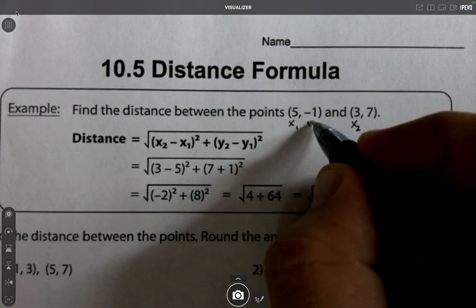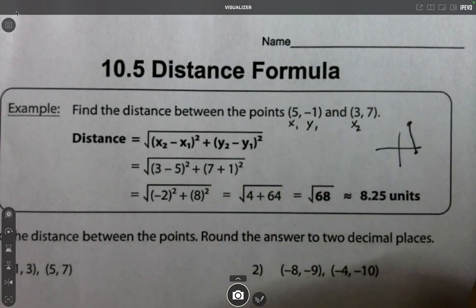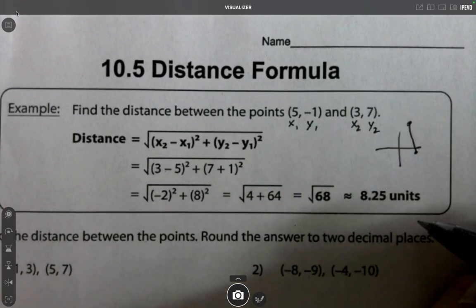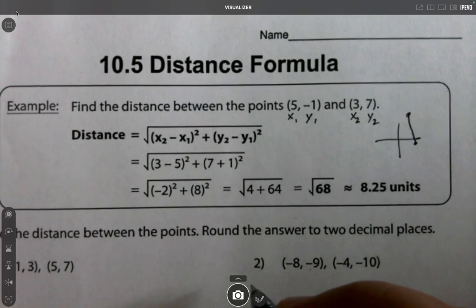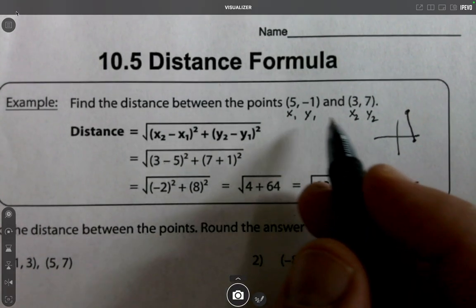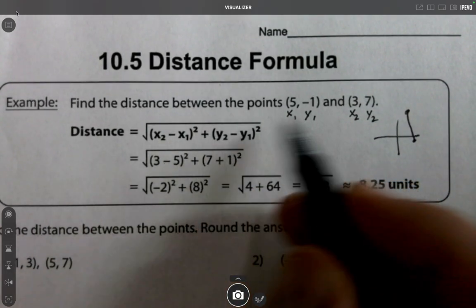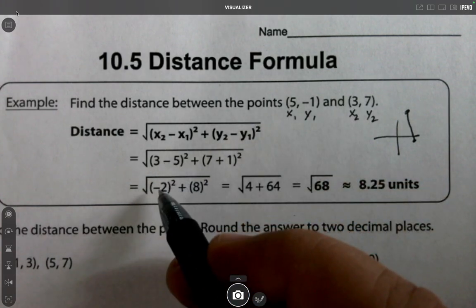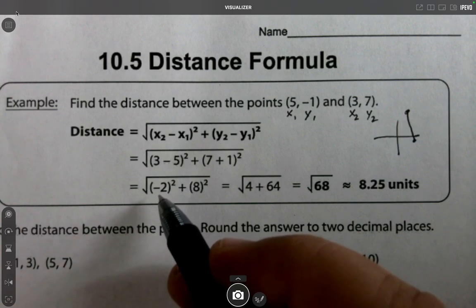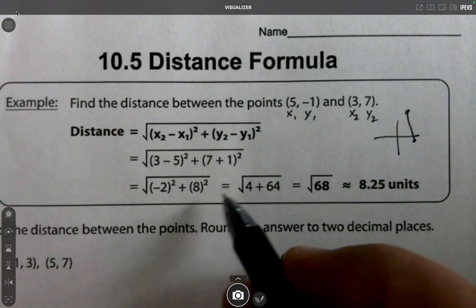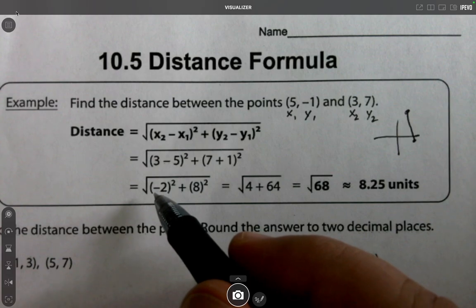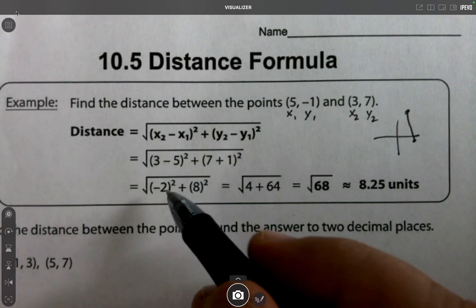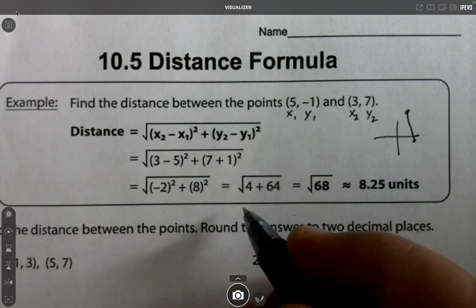Then we have y1, because it's the y coming from the first point, and y2, because it's the y coming from the second point. So we subtract the x's first, x2 minus x1, then we square them. So they put in 3 minus 5. 3 minus 5 is -2. -2 squared is +4, because a -2 times a -2 is +4, because squared means times itself. So it's a negative times a negative, which will give you a positive.